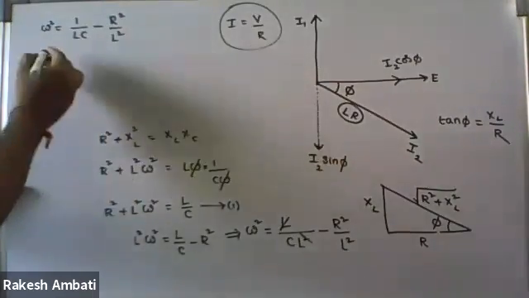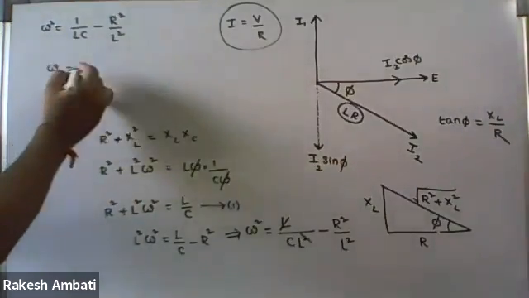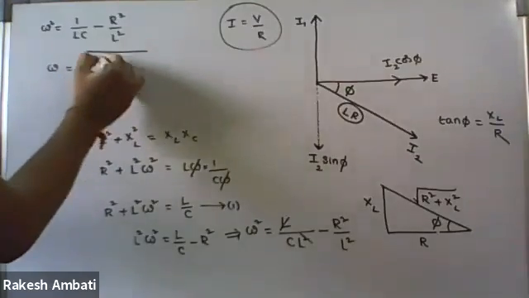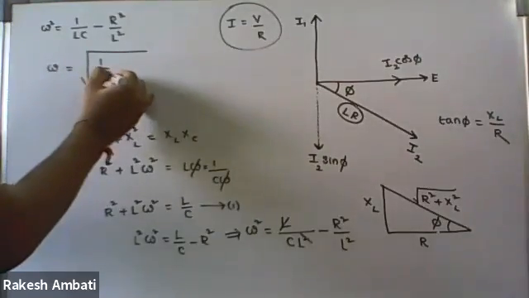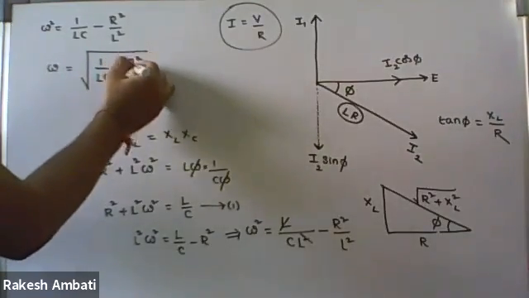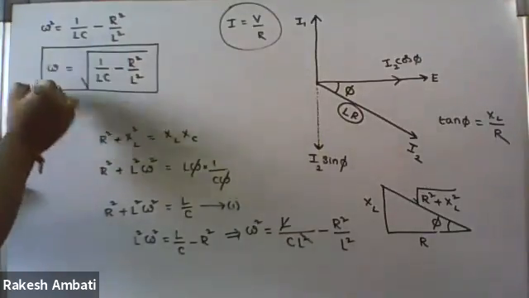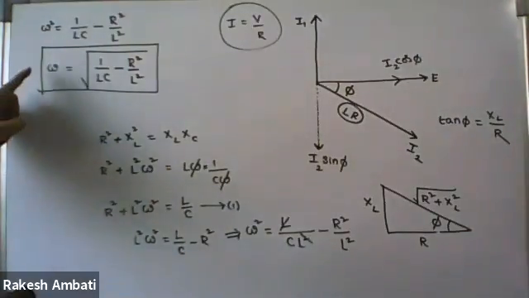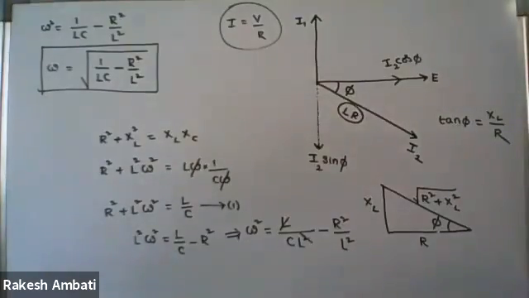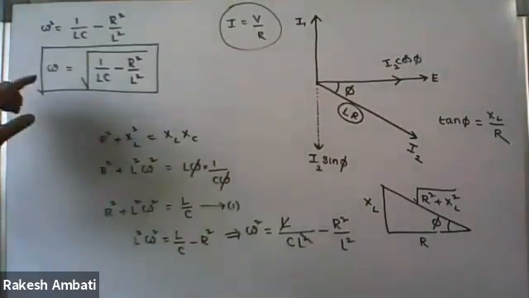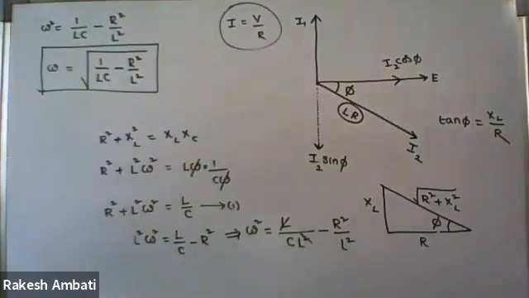The question is we have to find omega. Therefore omega equals root over 1 upon LC minus R square upon L square. It is one of the questions we have to find. This omega value we got at resonance condition. In the same way, now we have to find the Z value, the impedance. We have to find Z at a resonance condition.